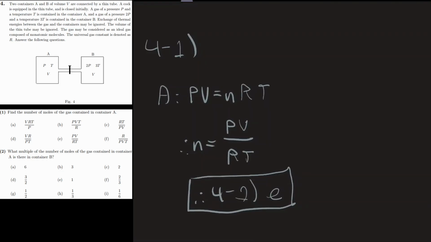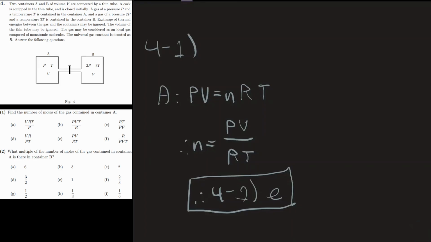We take the ideal gas law, which is PV equals nRT. And I guess I didn't explain it: P is pressure, V is volume, n is number of moles, R is the universal gas constant, and T is the temperature. We want to find the number of moles, so we rearrange this equation to solve for moles: PV over RT. In the question, the pressure, volume, and temperature of A are just P, V, and T. So the number of moles in container A is PV over RT, which is option E.